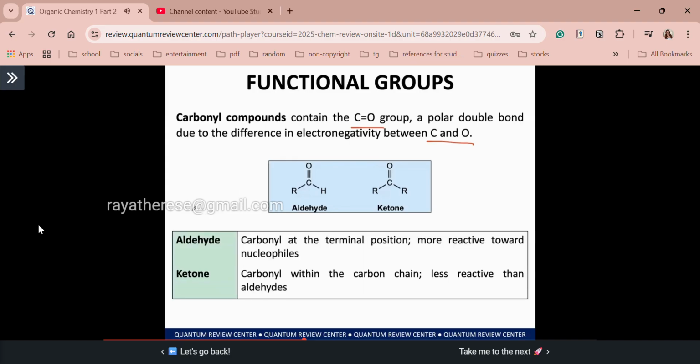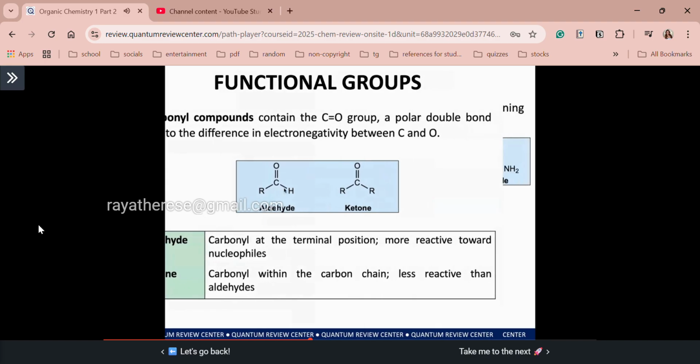For aldehyde, the carbonyl is at the terminal position. Class, in line angle structure, usually we omit this hydrogen atom. For ketone, it's within the carbon chain, between two alkyl substituents. Comparing their chemical reactivities, aldehydes are much more reactive toward nucleophiles because the carbonyl carbon is available. For ketones, class, recall, alkyl groups are electron donating. So the carbon, which is supposedly electron deficient, receives a donor of electrons. That's why it is chemically less reactive than aldehydes, because the R groups or alkyl substituents are electron donating.